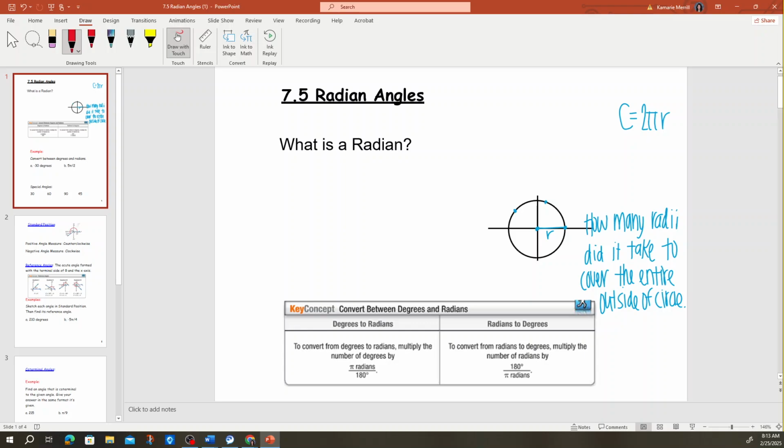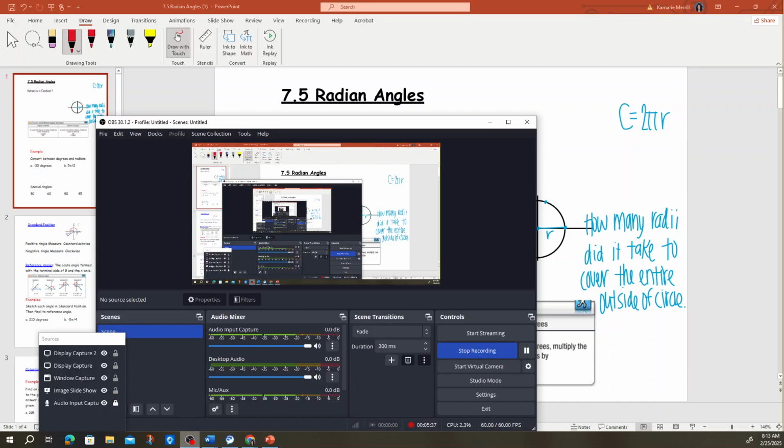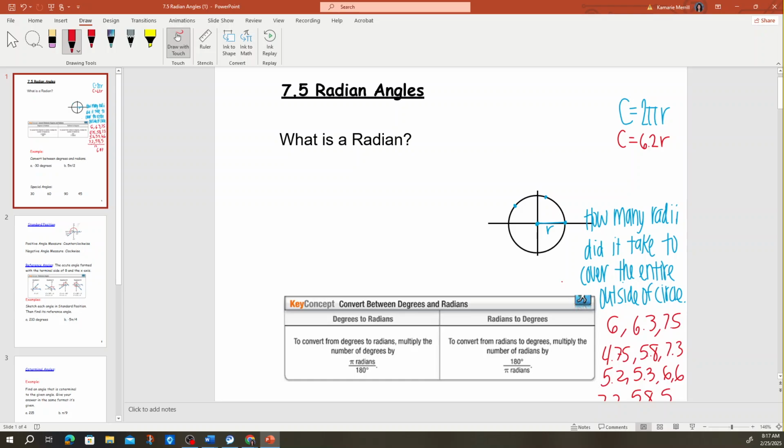I see some still measuring, so I'm going to pause for just a second. If you're done, I'll press play again. So we added everybody's up, and our average was about 6.07. We realized that about 6.2 is how many radii it took to get around a circle. We technically just calculated circumference. That is what a radian is. The radian measure that we're going to introduce right now is the measure of an angle, theta.